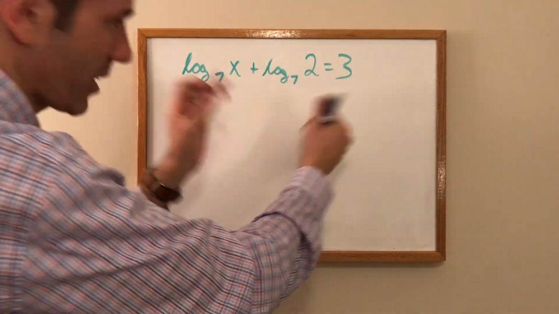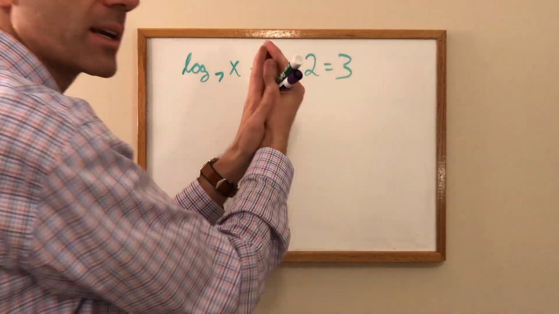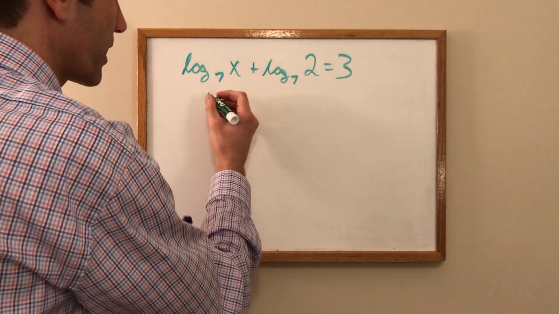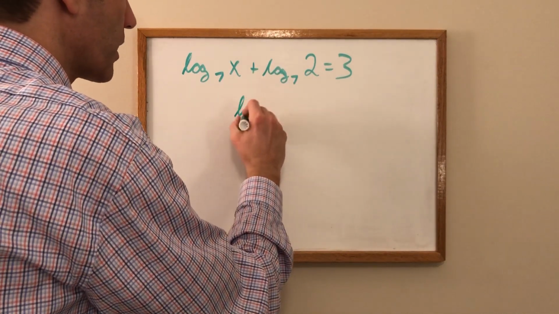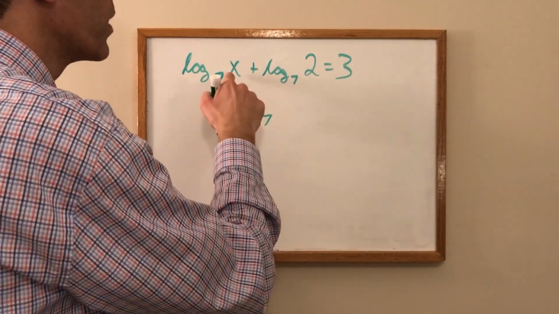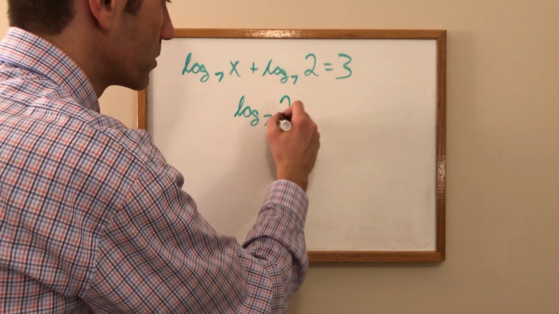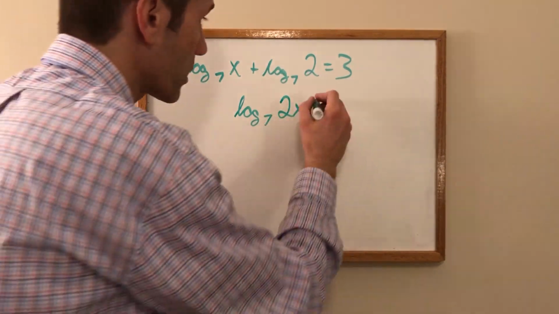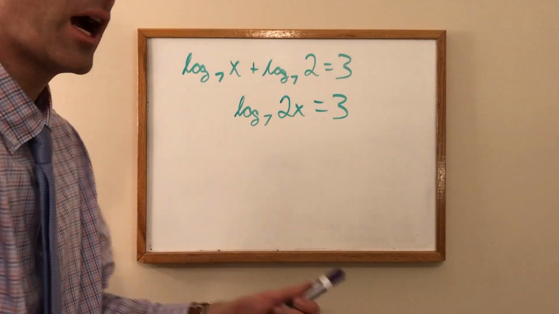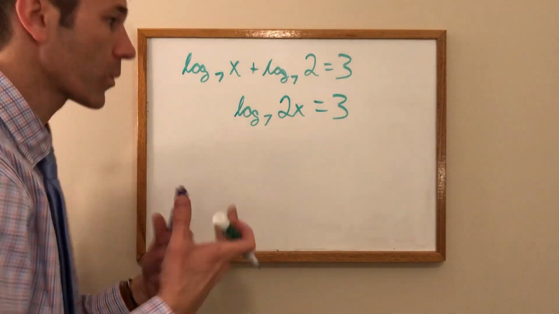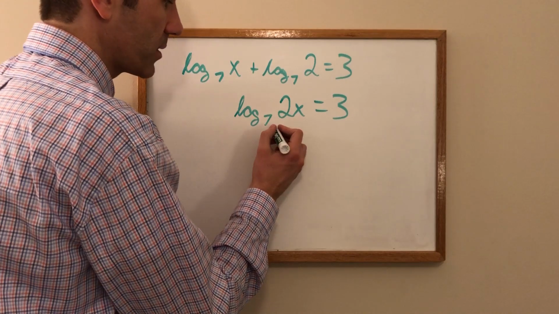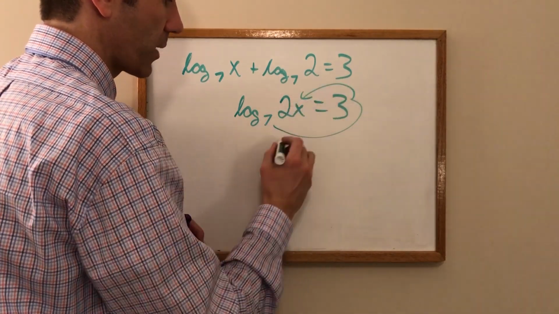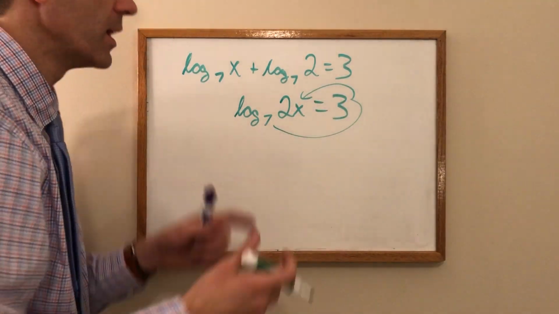So right now you look at that and you're like, man, that's a lot. We're going to put it together by saying log base 7 of x plus log base 7 of 2 is really log base 7 of x times 2. That's 2x. There you go. And that's equal to 3. Now we're back to the very beginning of the lesson, where we can solve this just by turning it from log to exponent.